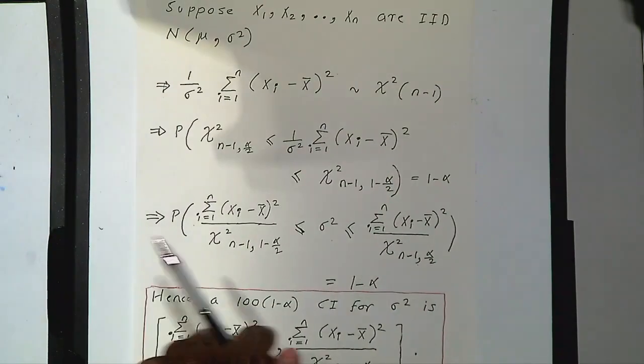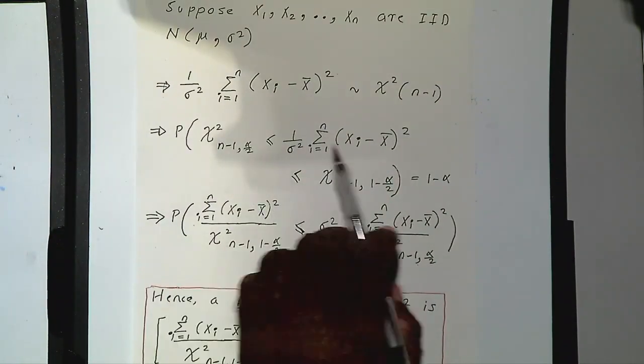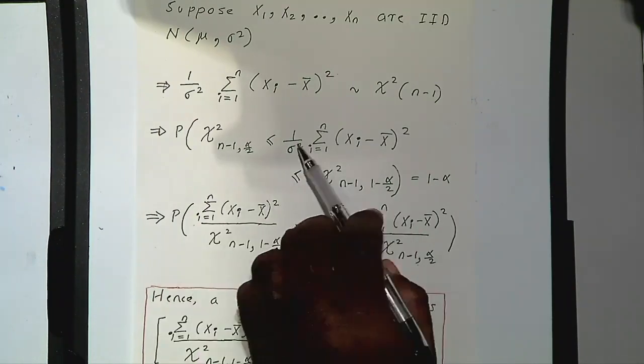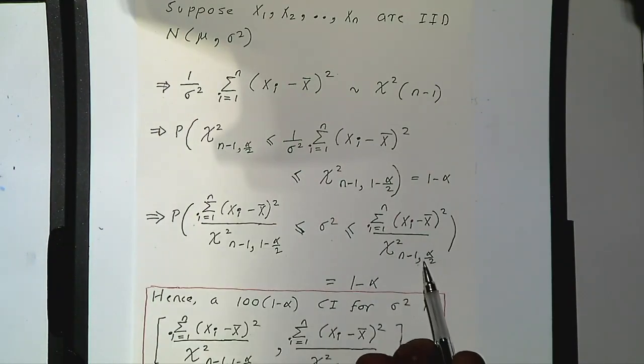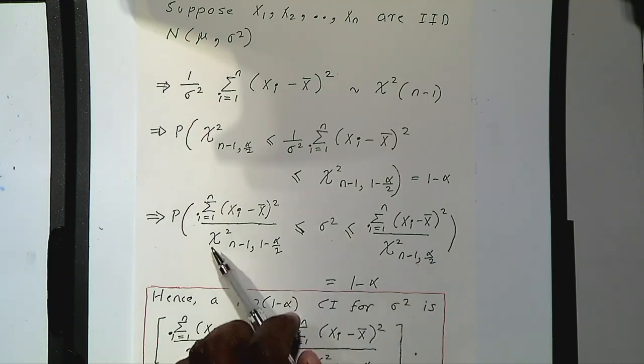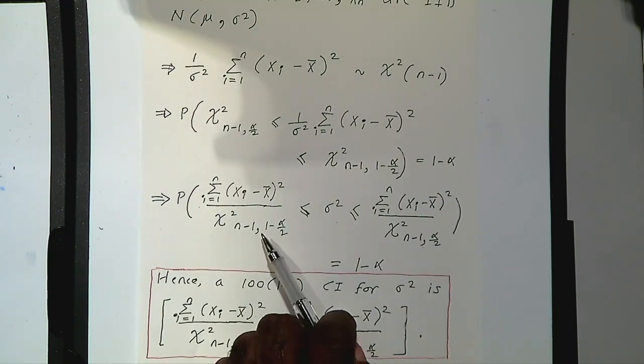What did I solve? Sorry, I mean, from this statement here, it follows that sigma squared must be less than or equal to this divided by this, which is what I have written here, right? And from this statement here, it follows that sigma squared must be greater than or equal to this.